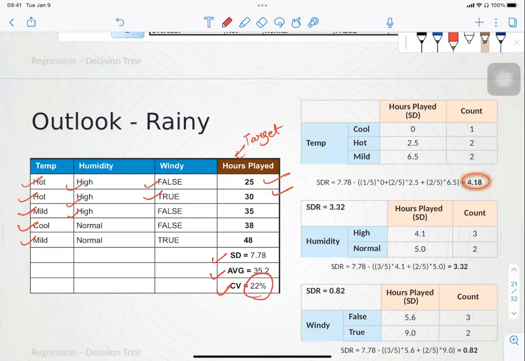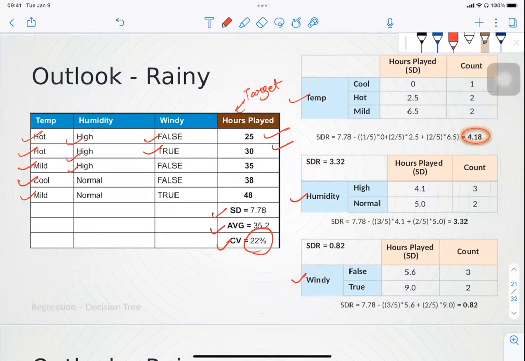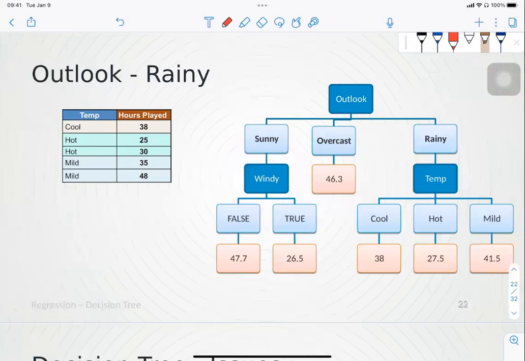So rainy can be divided into temperature, humidity, and windy. And the standard deviation reduction that we get from all three is 4.18, 3.32, and 0.82. And the highest we get is 4.18. And hence we divide our decision tree of rainy into temperature, and temperature into cool, hot, mild, and we just plug the means of all the three categories. We cannot divide it further, hence this becomes our leaf node.